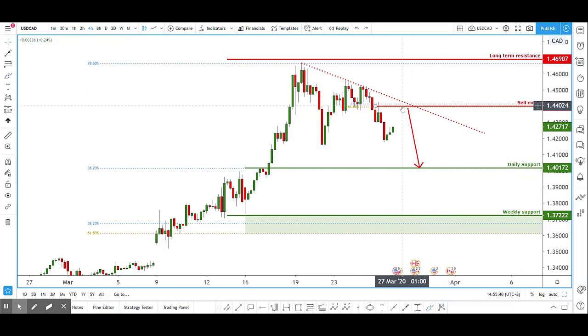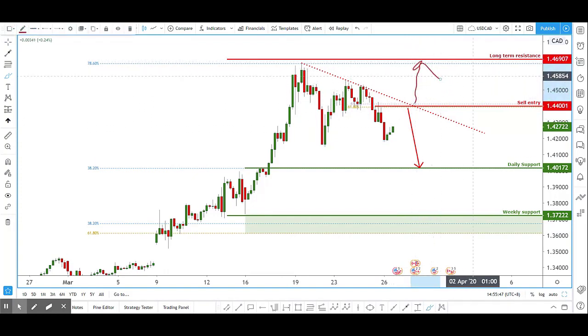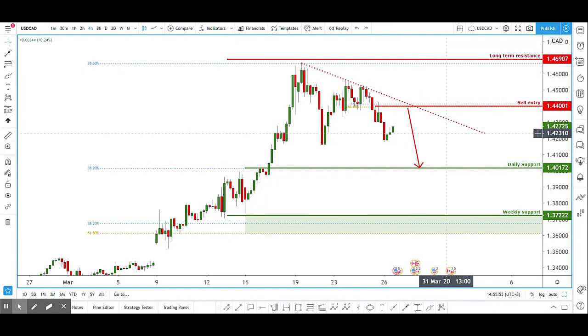And my stop loss: if price were to break above this descending trend line, I can say for sure that price would make a push towards the long-term resistance, that high. So yeah, this will be the key level to watch, this 1.44 level.